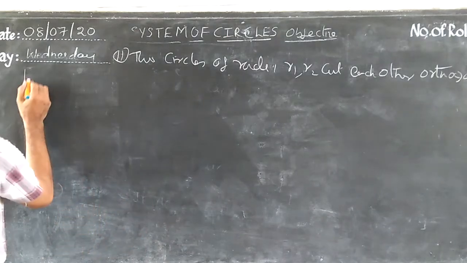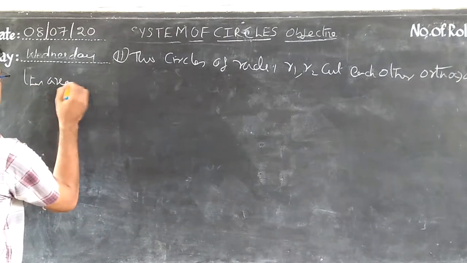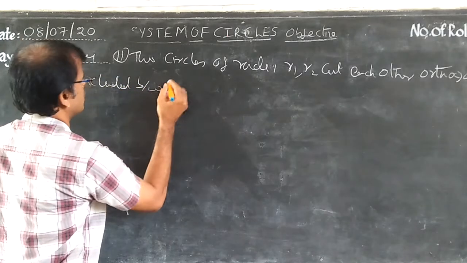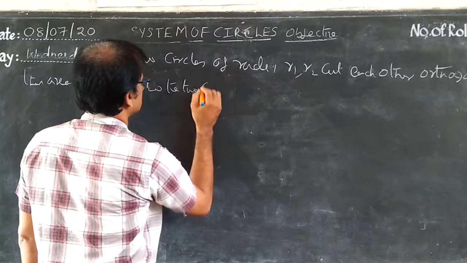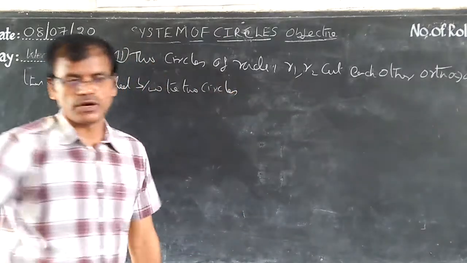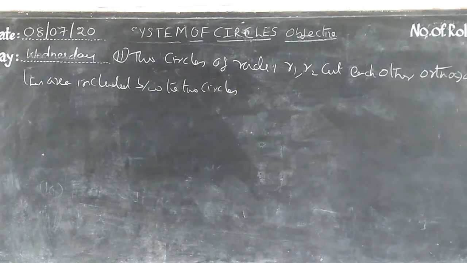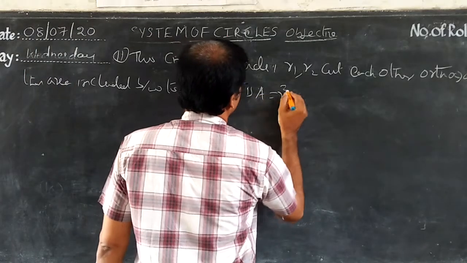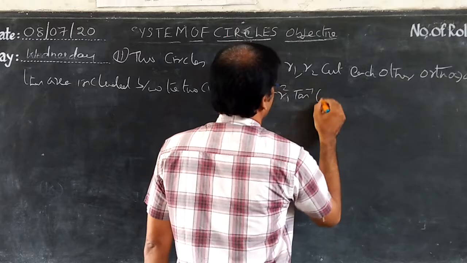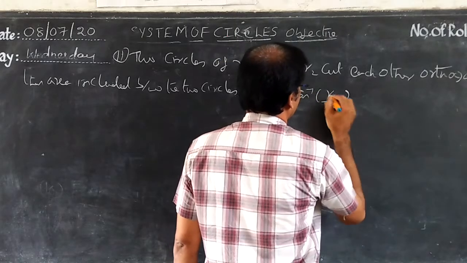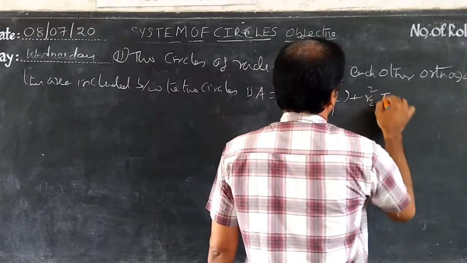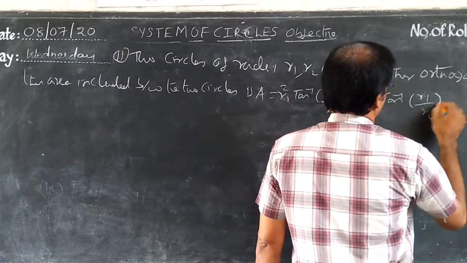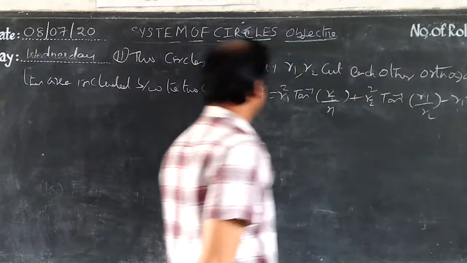Then the area included between the two circles is A equals R1 square tan inverse of R2 by R1 plus R2 square tan inverse of R1 by R2 minus R1 R2.